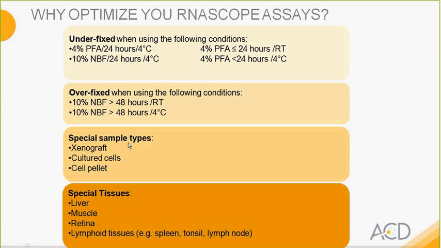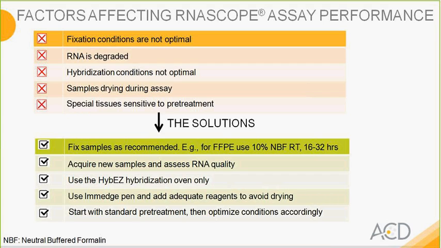In some cases, you're using sample types that are unique and are more susceptible to pretreatment. You should perform pretreatment optimization in these samples to determine the best conditions for your sample and your assay. Other samples are inherently more difficult to penetrate, such as liver and muscle. These samples may require extended pretreatment. Additionally, there are some samples that tend to be susceptible to pretreatment, even when fixed according to what we recommend. These samples include spleen, tonsil, and lymph node. In this case, you will need to optimize your assay.